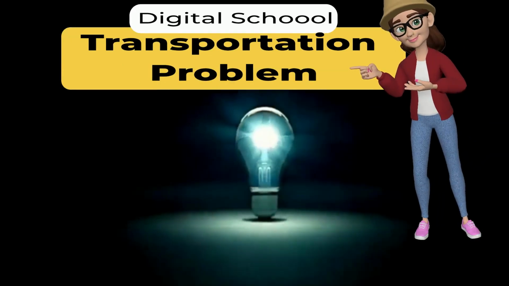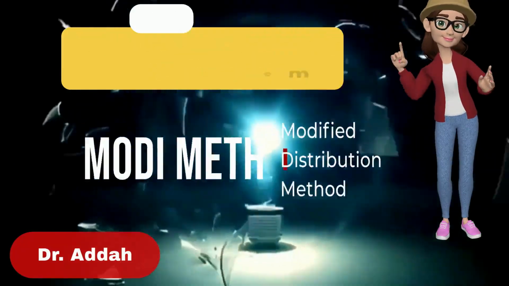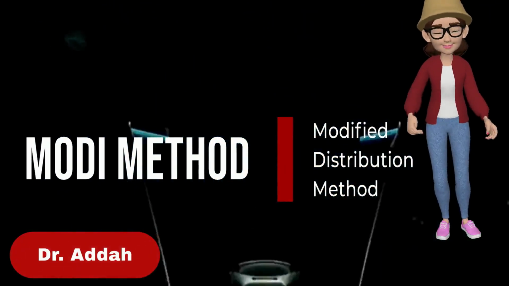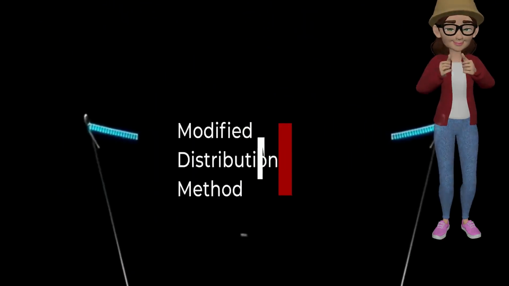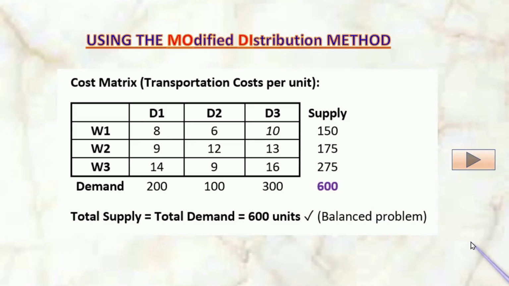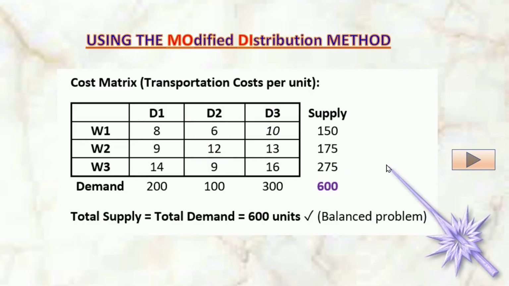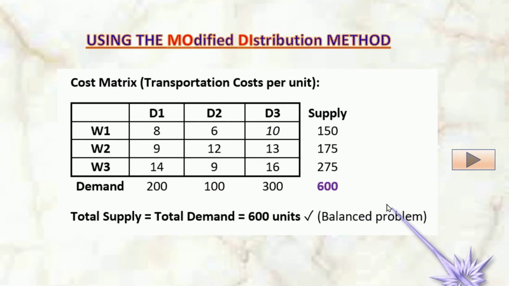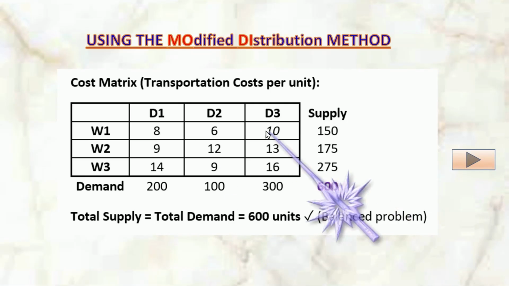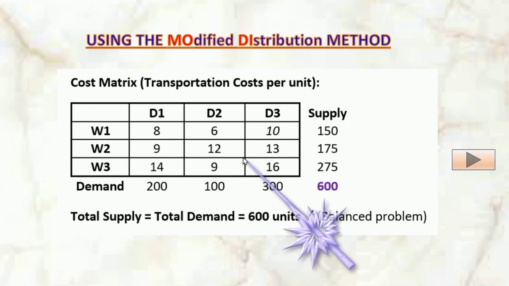Transportation problem using the modified distribution method. So welcome to this video using the modified distribution method. We use it to solve the transportation problem and achieve an optimal solution. This is an example. We're going to use it on this.